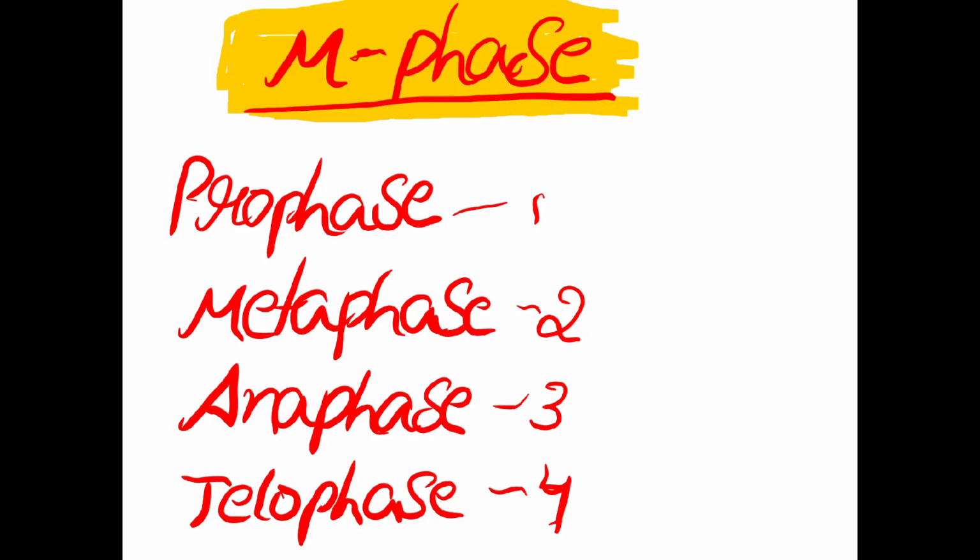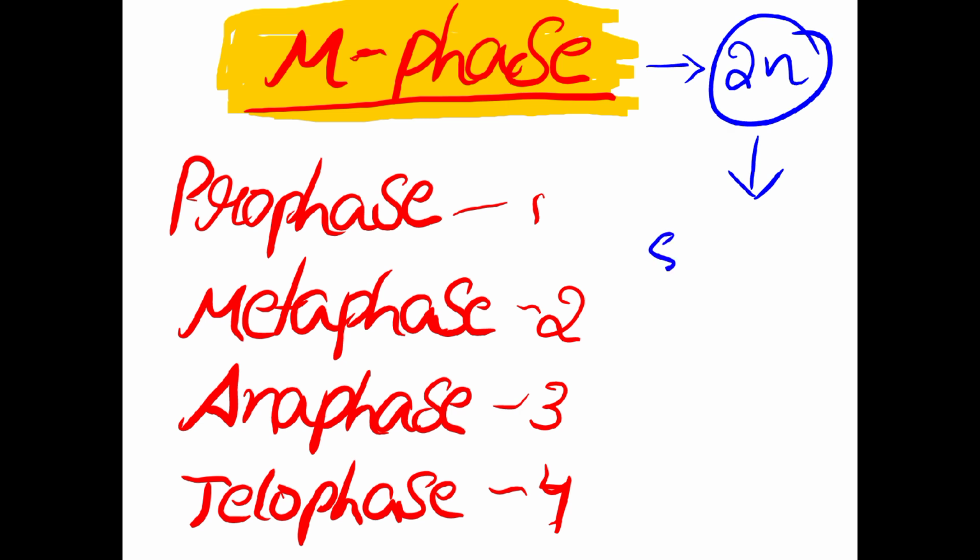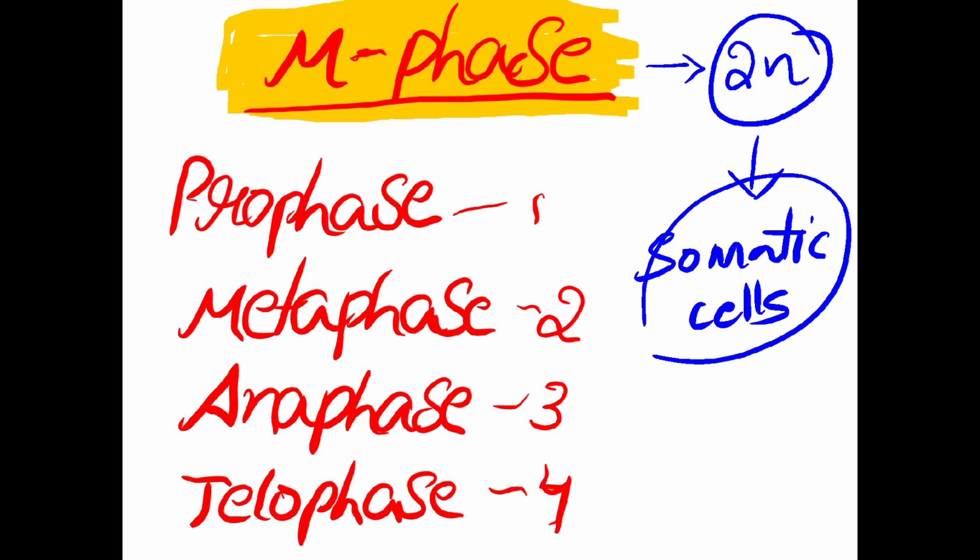Today I'm going to teach you about M phase. What is meant by the term M phase? M phase is nothing but the mitotic phase. This mitotic phase takes place in diploid organisms, and mostly this type of division takes place in somatic cells, which are also called vegetative cells.